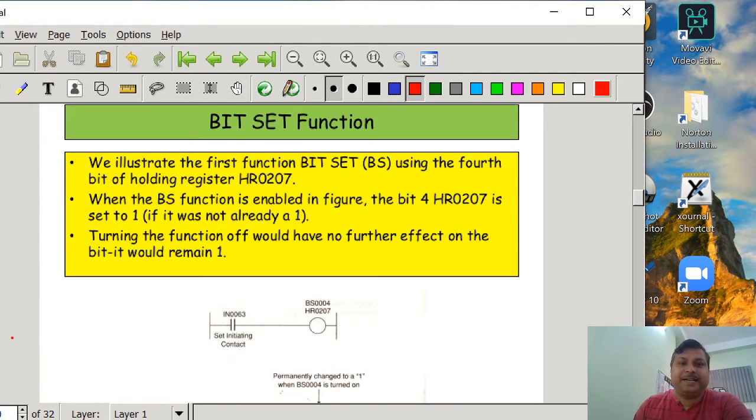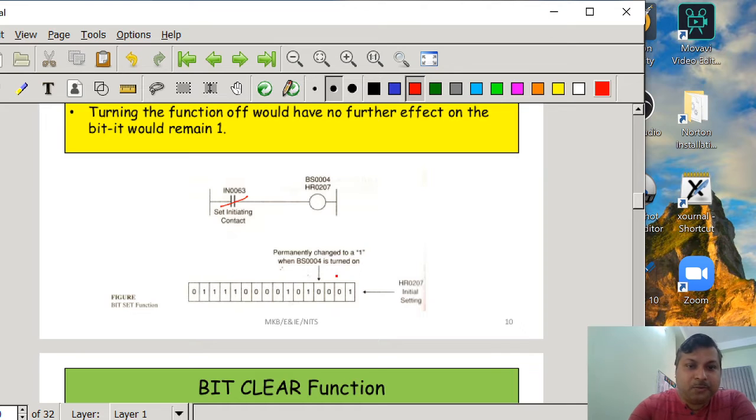First is the bit set function. We illustrate it using the fourth bit of the holding register HR207. Suppose this is the contact IN63. When it is enabled, here you see it is written BS004 and the address of the corresponding register HR207. It means that we want to set the fourth bit of HR207. So when the BS function is enabled in the figure, bit 4 of HR207 is set to 1. If it was not already a 1, turning the function off would have no further effect on the bit. It would remain 1.